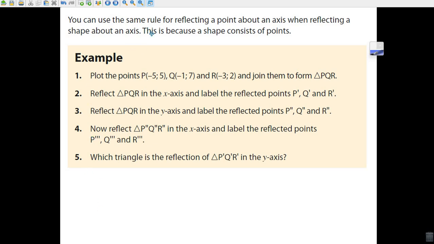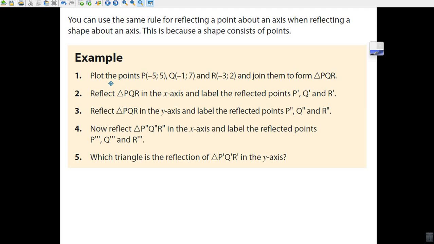Okay, now we're going to use the same rule for reflecting a point about the x-axis when we reflect a shape about an x-axis. This is because a shape consists of points, so if we reflect the points, we're going to reflect the shape. Well, let's just get started.